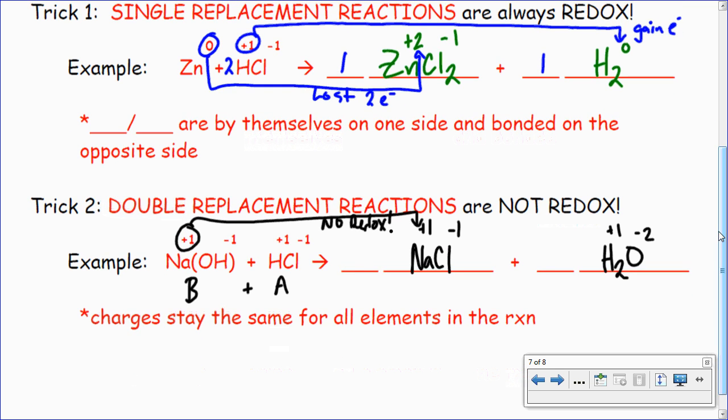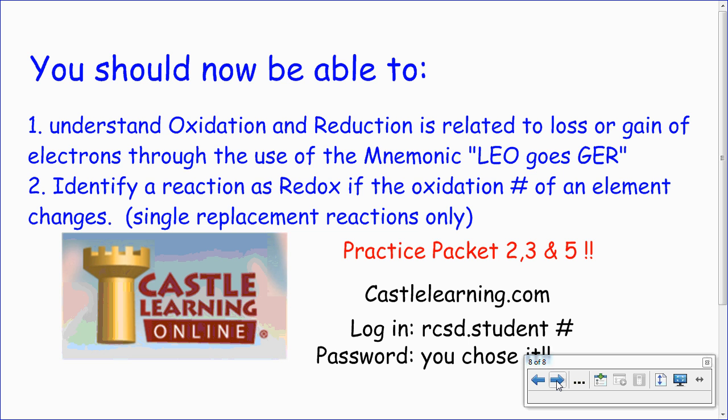So I want you to know at this point, basically, that oxidation and reduction relate to the transfer of electrons. The mnemonic device, LEO goes GER, helps you remember which is which. Lose electrons is oxidation, gain electrons is reduction. And basically, you're going to have to start identifying a reaction as redox if the oxidation number of an element changes. And that's for single replacement reactions only.